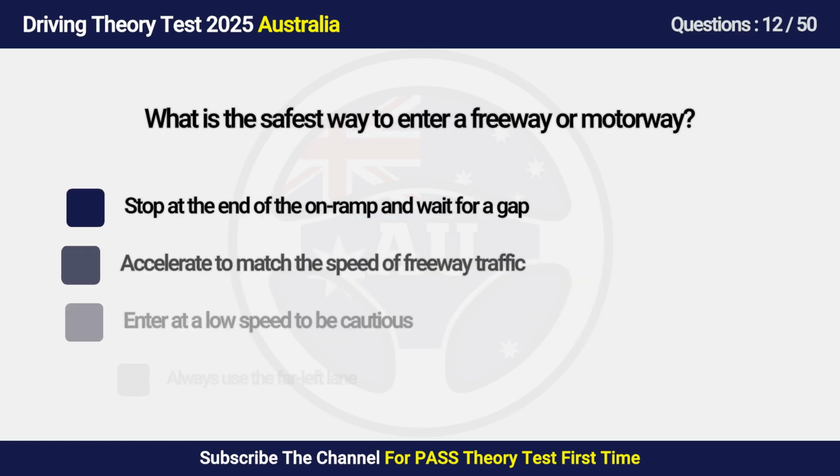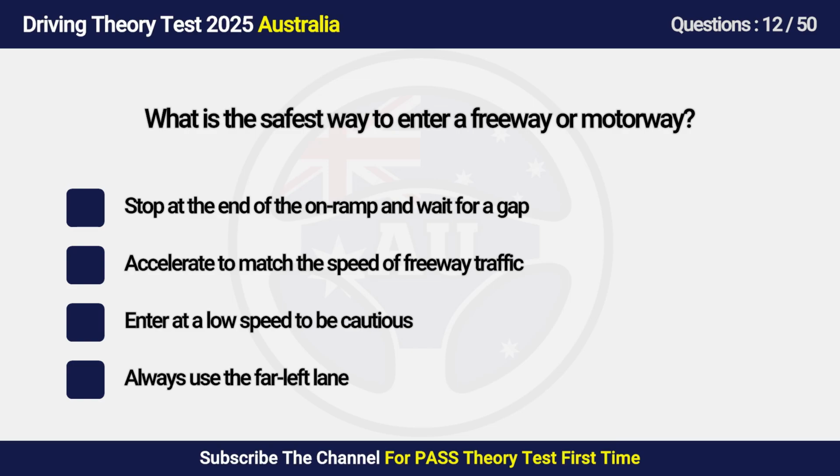Question 12. What is the safest way to enter a freeway or motorway? A. Stop at the end of the on-ramp and wait for a gap. B. Accelerate to match the speed of freeway traffic. C. Enter at a low speed to be cautious. D. Always use the left lane.